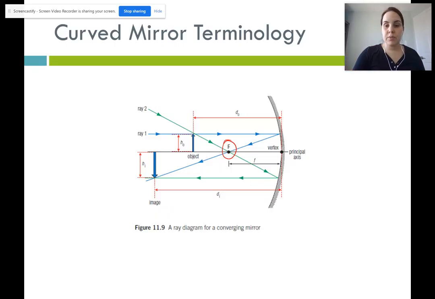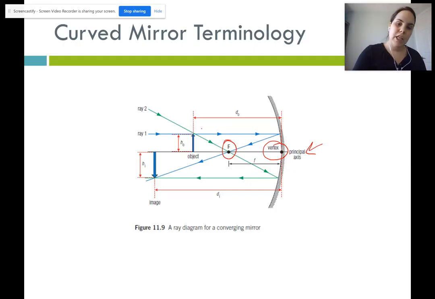The other point that's really important is this point right here, which is called the vertex. The vertex on a curved mirror is right where the mirror interacts with the principal axis. The principal axis is this line that's going right through here. Sorry, my line's not very straight, but that line right there is your principal axis. It goes to the base of your object, and we'll use that to help predict our image.